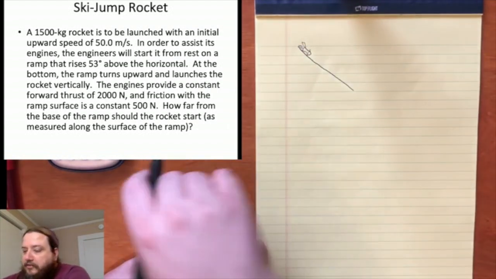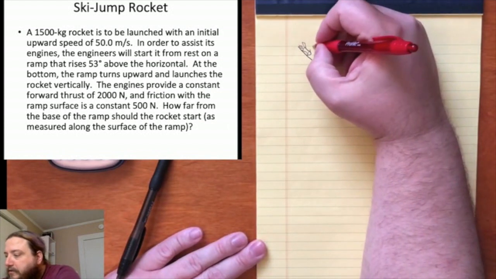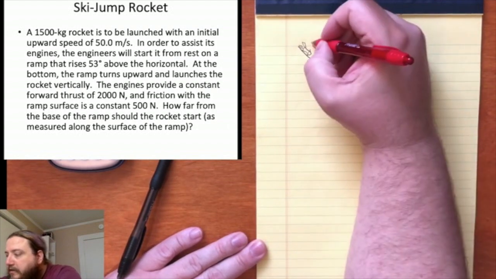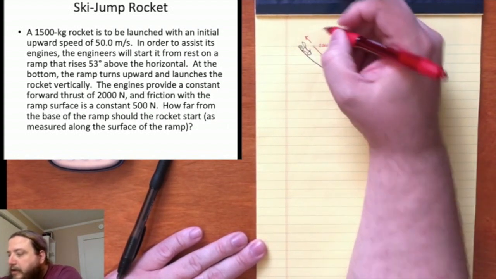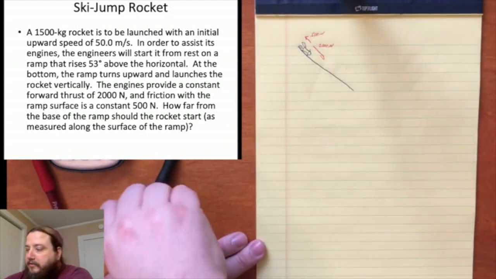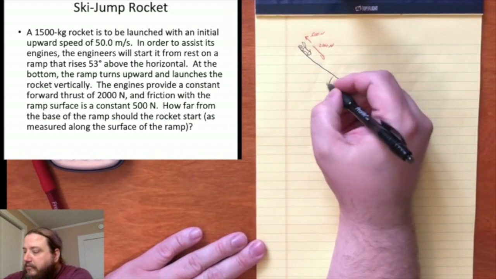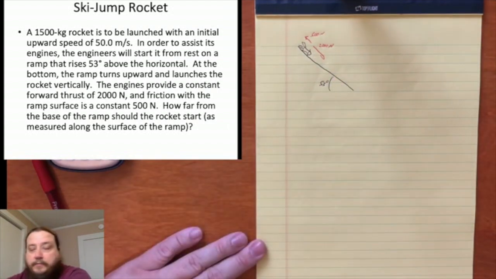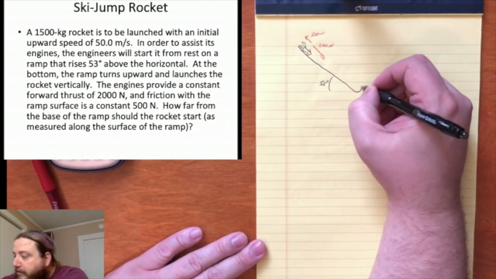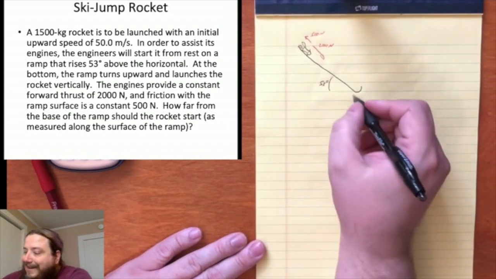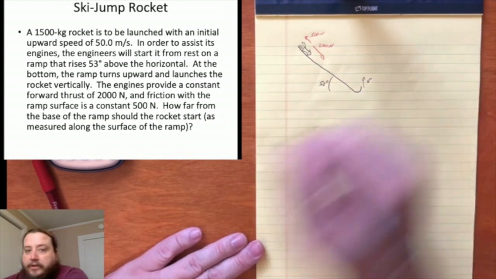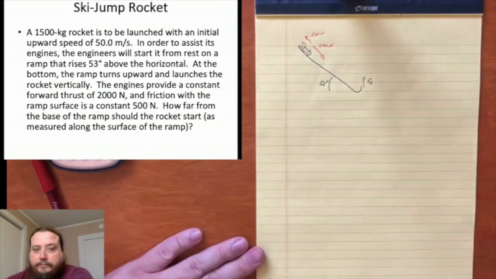And there is some forward thrust down the ramp of 2,000 newtons and a constant amount of friction of 500 newtons going in the opposite direction. This ramp has a 53-degree angle above the horizontal, and then at the bottom of the ramp there's this sort of thing which turns whatever our down the ramp velocity is into a vertical velocity at the top.